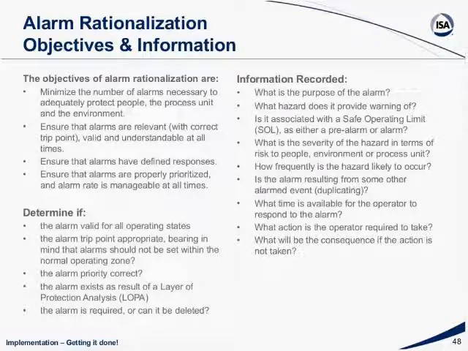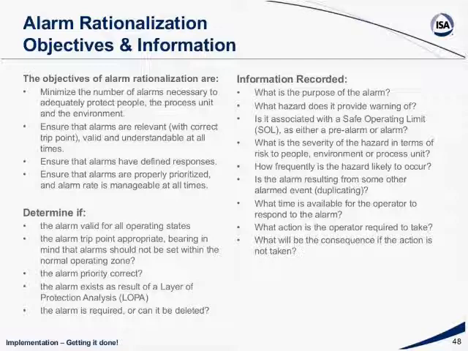Talk about, what are the objectives of rationalization? And I'm not going to go reading this line item by line, and we've already kind of talked about this, okay? But we want to minimize the number of alarms. We only want to have valid alarms coming in, and we want those valid alarms to be properly prioritized. And you want to make sure, is this alarm valid for all operating states? If not, then you want to start considering state-based alarming as you go forward, okay? Does an alarm exist as a result of a layer of protection analysis? Is it required or can it be deleted, okay?